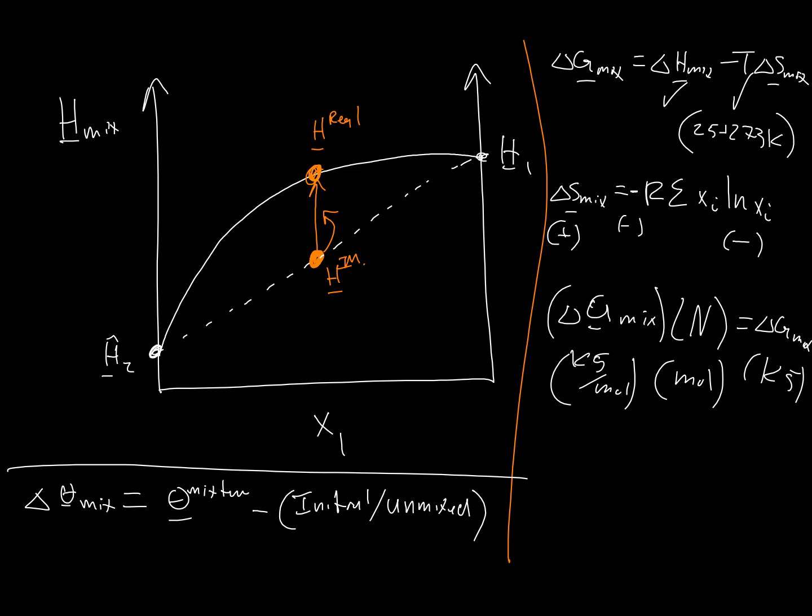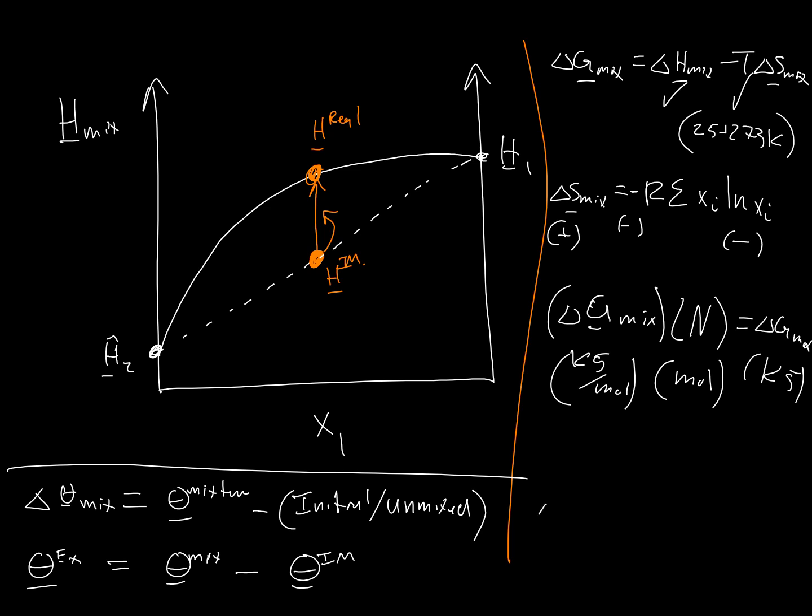So for most things, well, for anything that doesn't involve entropy, the delta theta of mixing is the excess property. But anything that involves entropy, we have to do a little bit different. So the theta excess is defined very slightly differently. This is the theta of the mixture minus the theta of the ideal mixture.